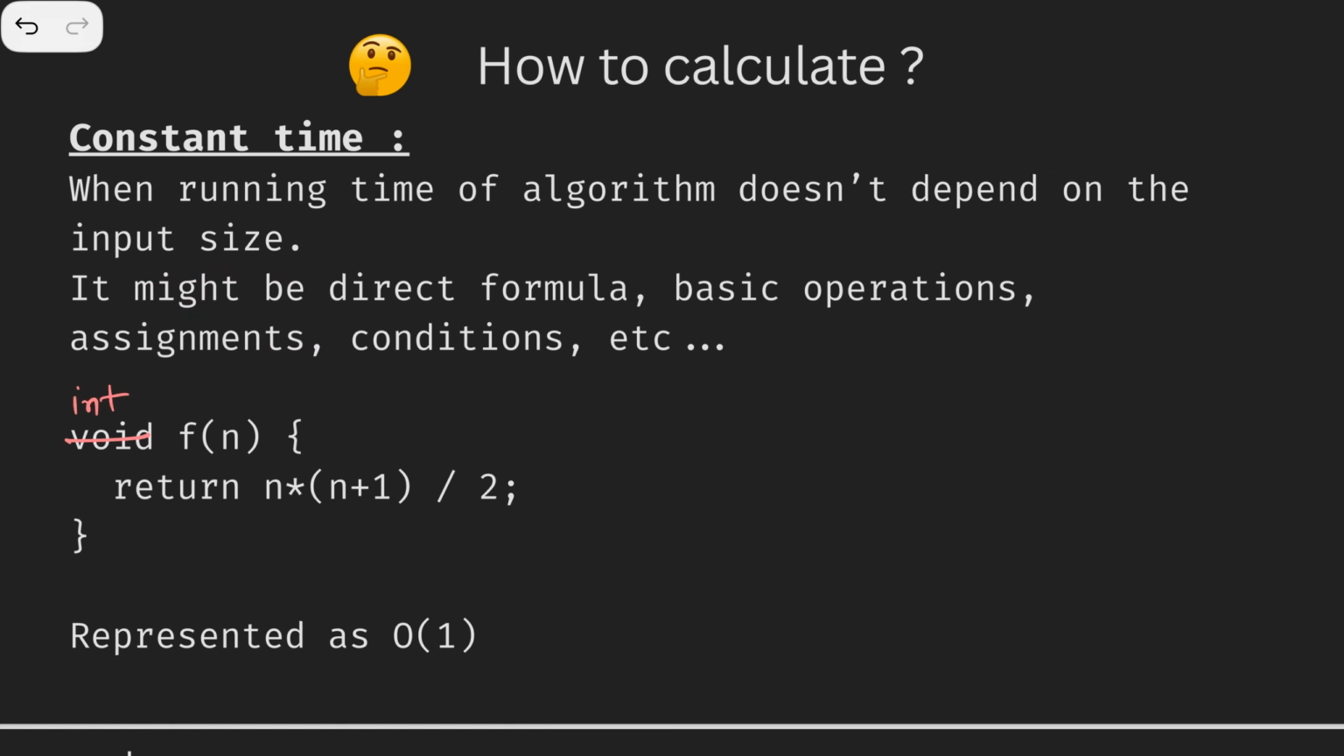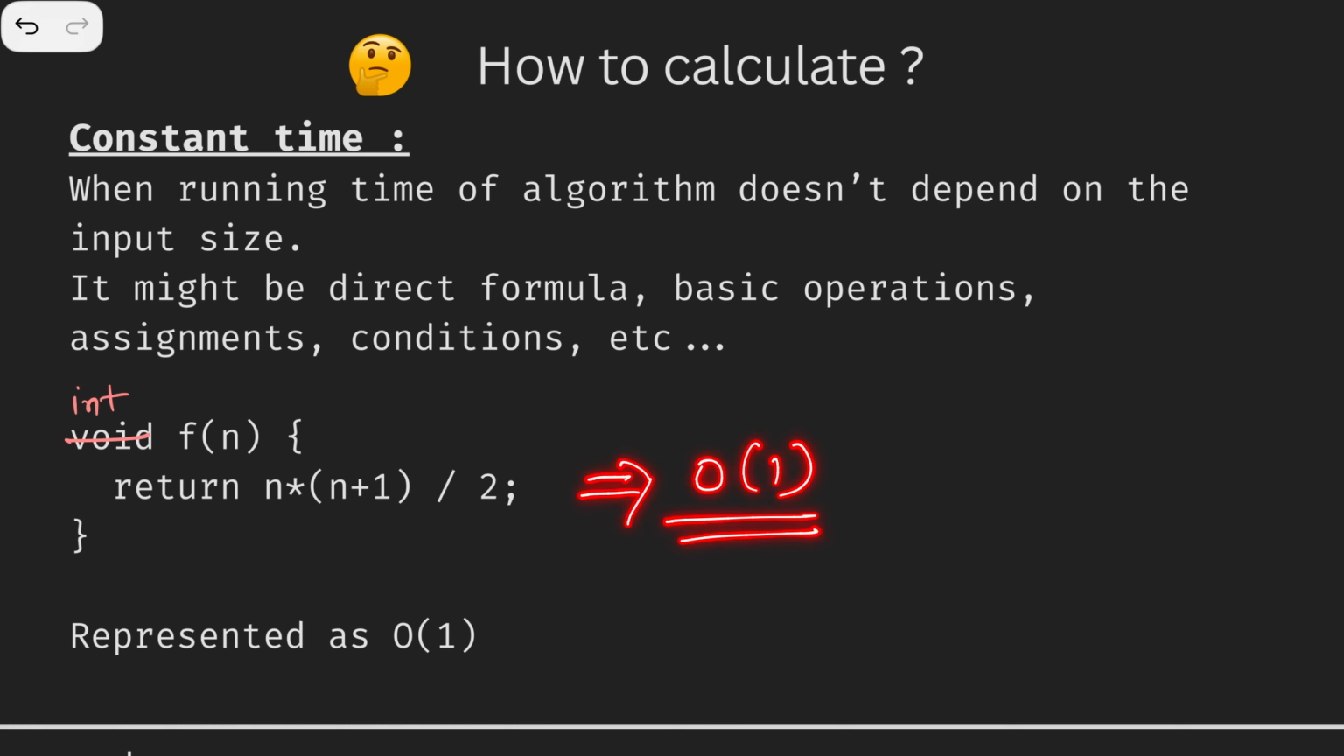Look at this function f of n. It takes the value n and it returns n into n plus 1 divided by 2. Now it doesn't matter what is the value of n. Yes, the return value, the answer for this function is going to change. But total number of operations are going to be 3 only. We are going to multiply, we are going to add, we are going to divide. That's it. No matter what value you pass for n, the number of operations are not going to change and the time it's going to take is not going to change. Right? That's why the time complexity of this particular function is going to be O of 1.